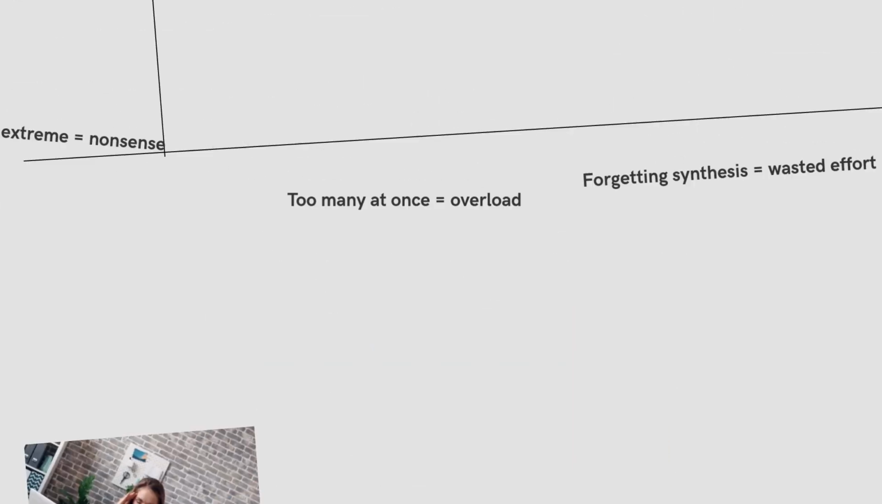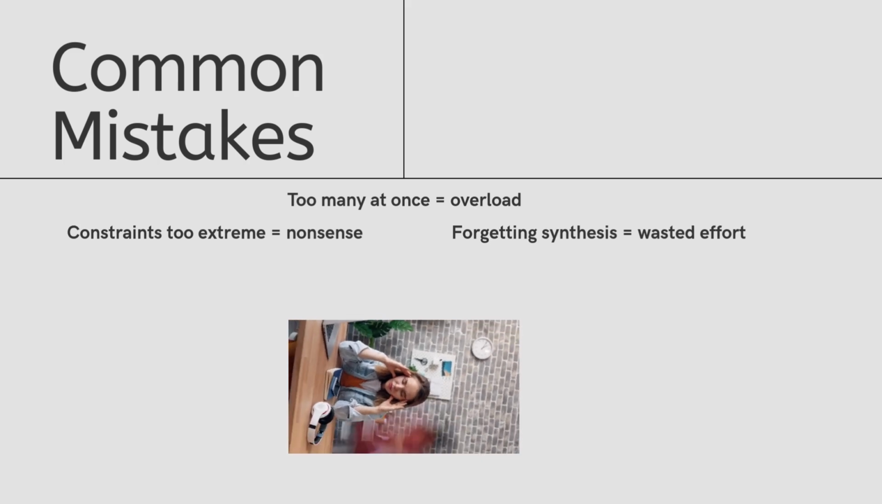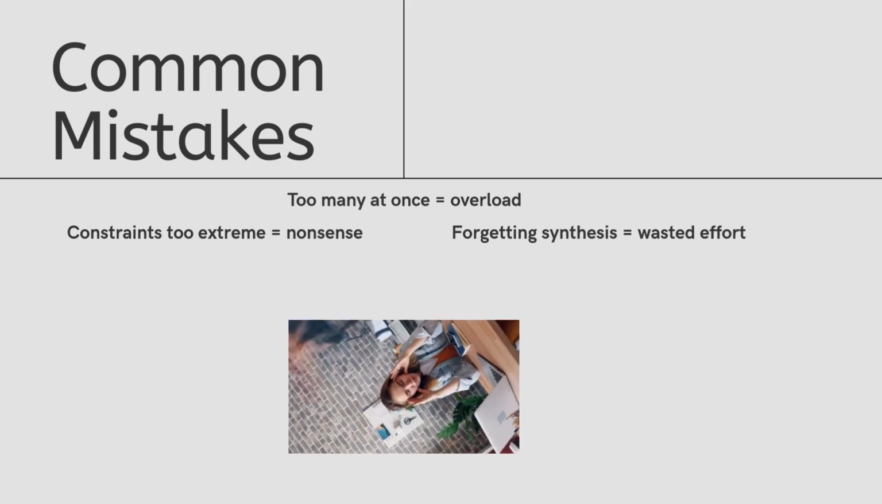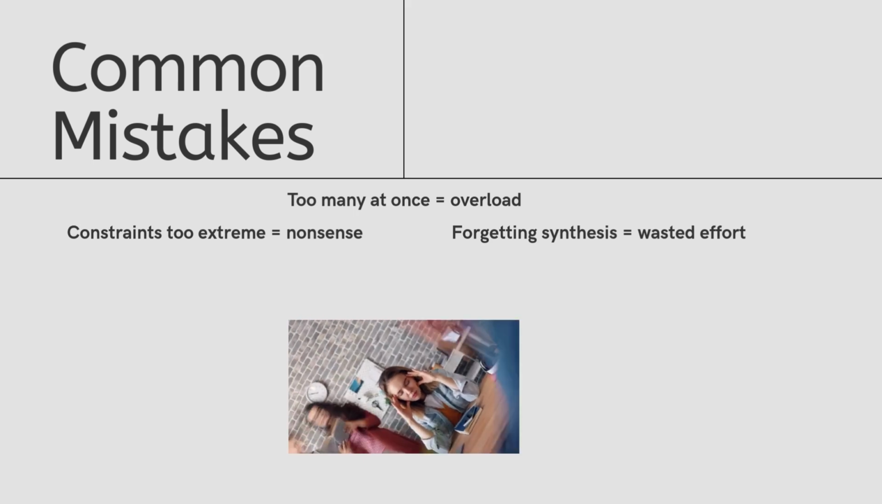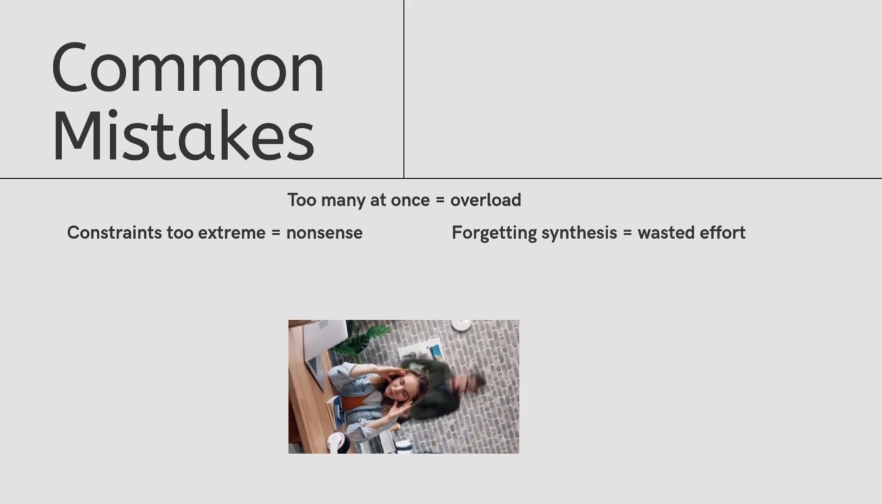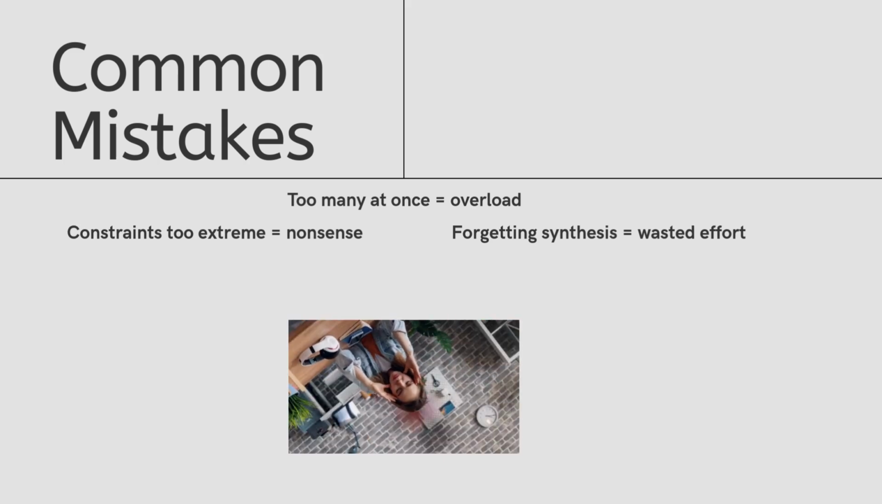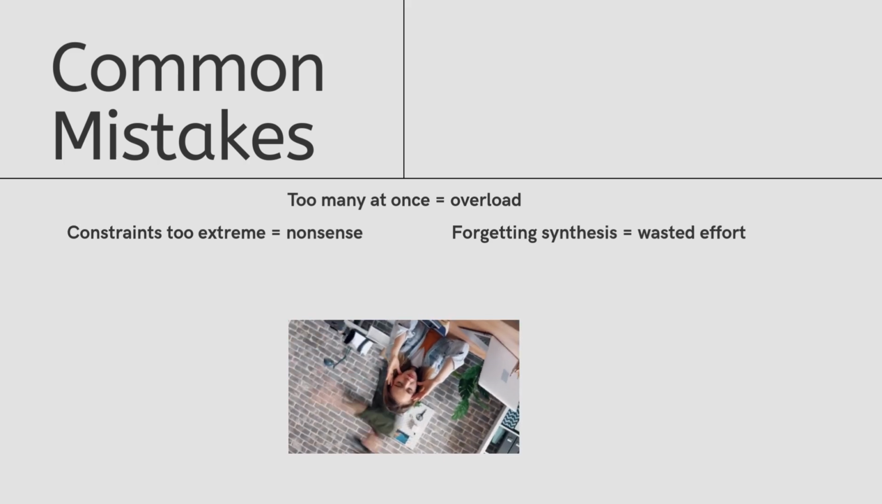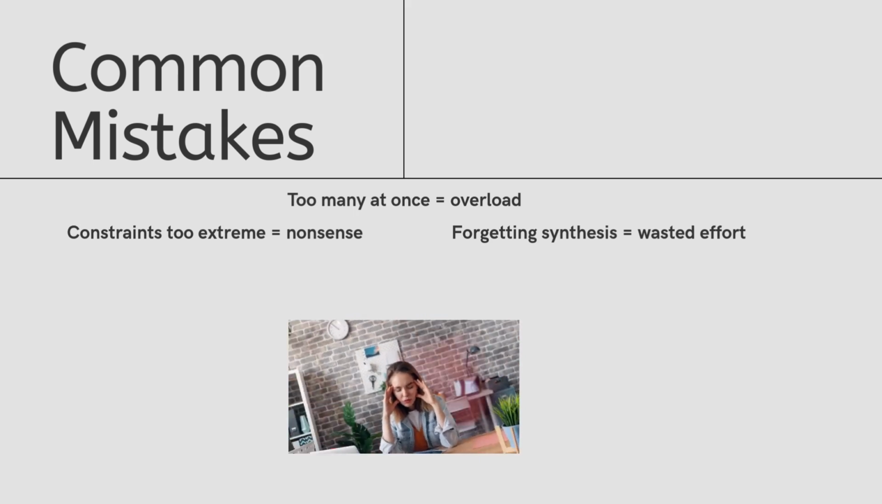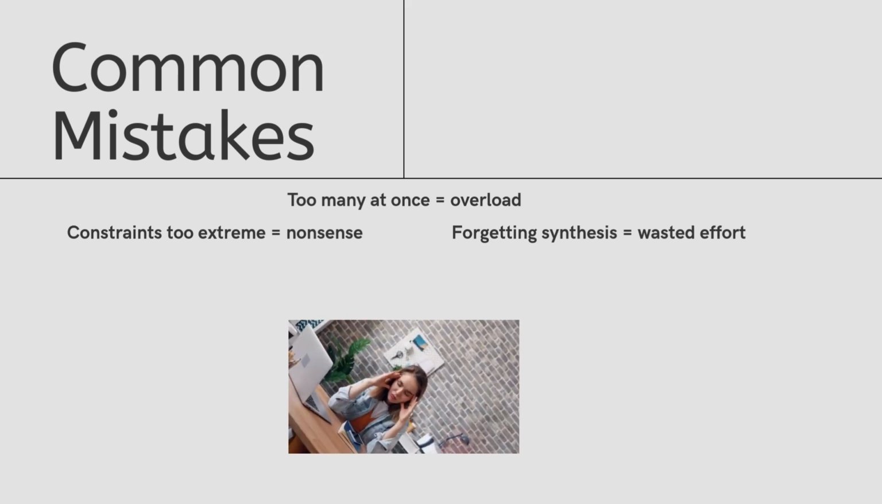The pitfalls of constraint juxtaposition are easy to spot. If the limits are too extreme, the output turns into nonsense. If you stack on too many constraints at once, you overload the AI and lose clarity. And if you forget to synthesize what you've learned, you end up with scattered outputs and wasted effort. Juxtaposition only works when the contrasts are clear and purposeful.